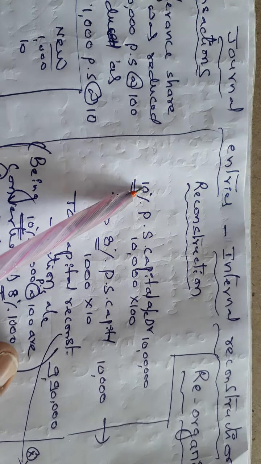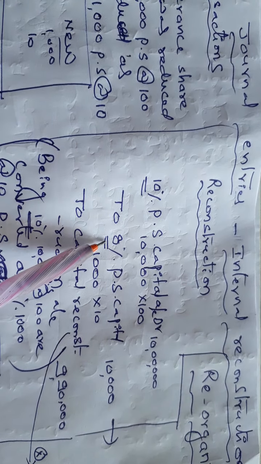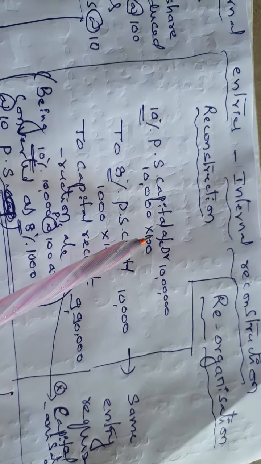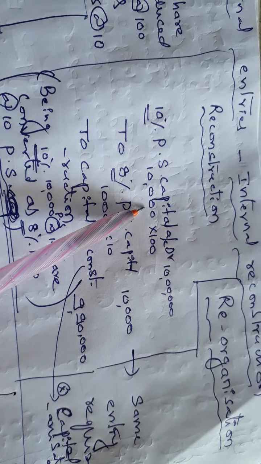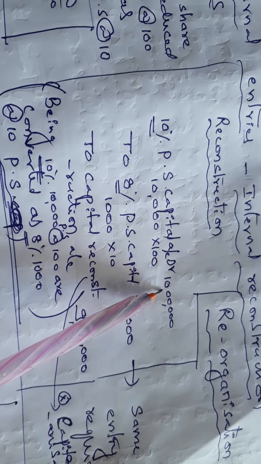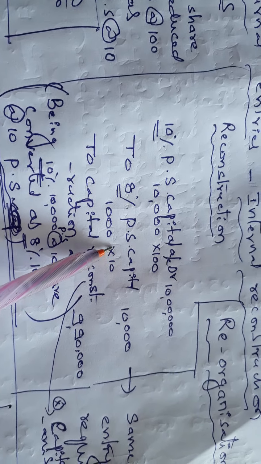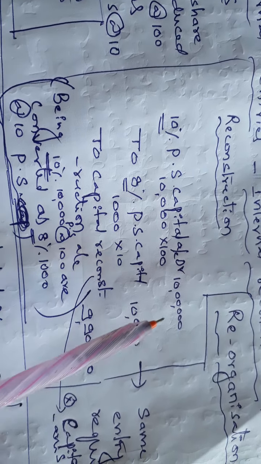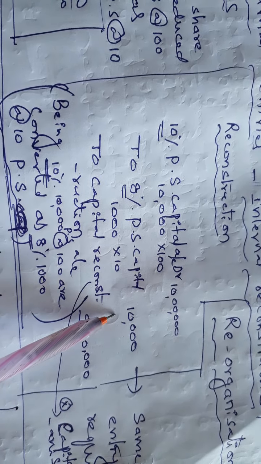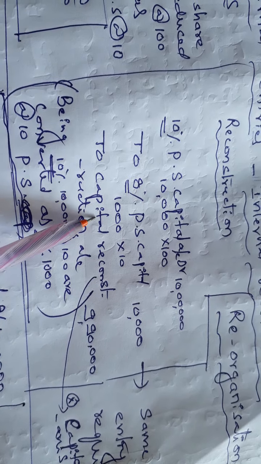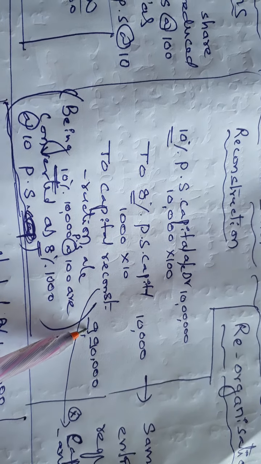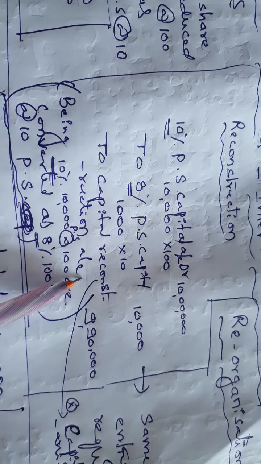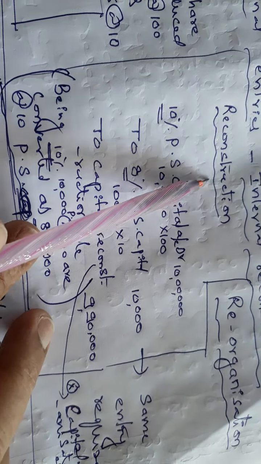Old percentage according to the old balance sheet is 10%, according to the new resolution 8%. If we multiply the old number of shares 10,000 by 100, we get 10 lakhs rupees. If we multiply the 1000 new shares by 10 rupees, we get 10,000. The difference between 10 lakhs and 10,000 equals 9 lakhs 90,000. Please credit these 9 lakhs 90,000 to the capital reconstruction account in case of reconstruction.